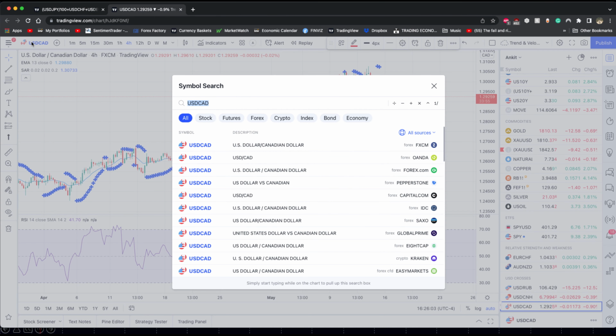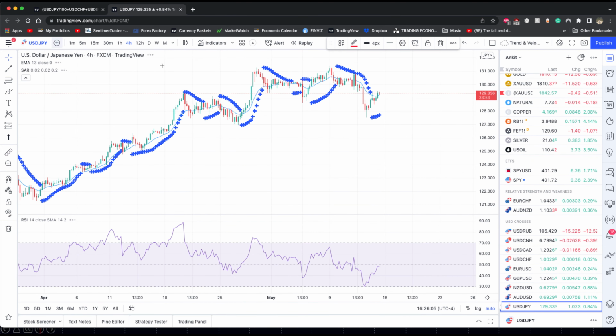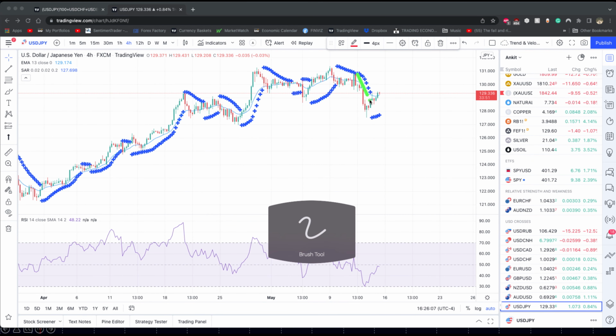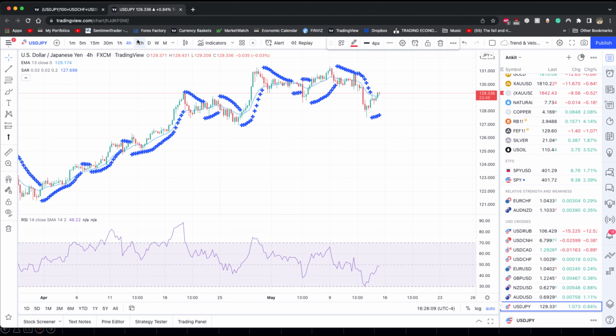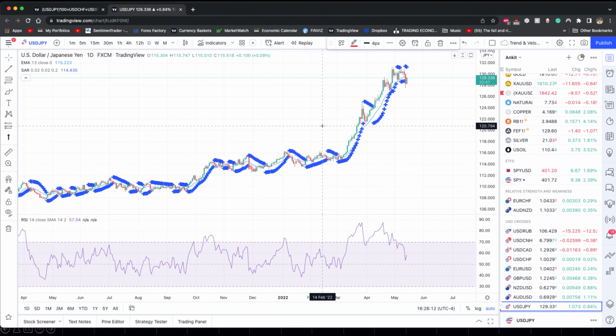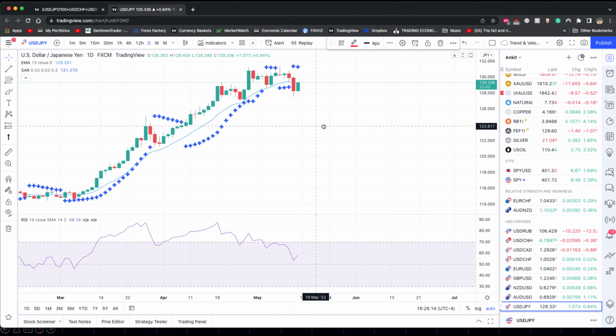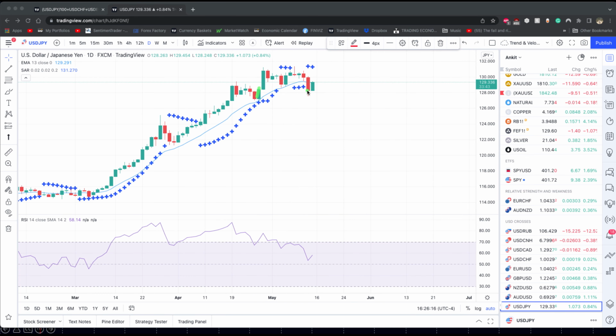Dollar yen is another one, and you can see that dollar yen had a nice little break and then a nice little rally here. So where do we stand with dollar yen? I think dollar yen has been pretty resilient overall. Pullbacks have been quickly bought out.